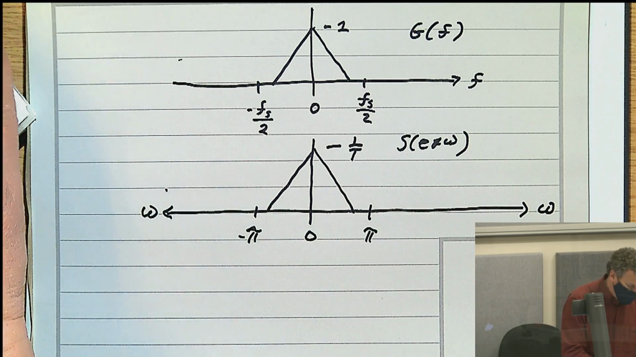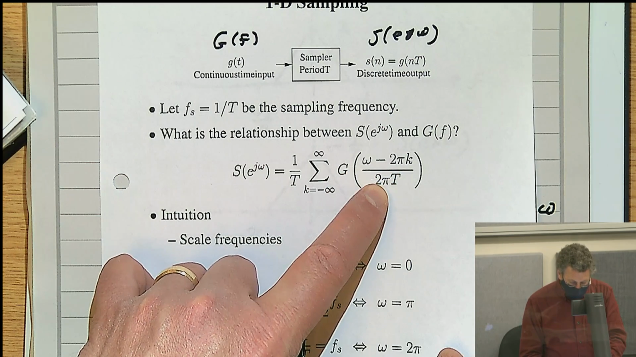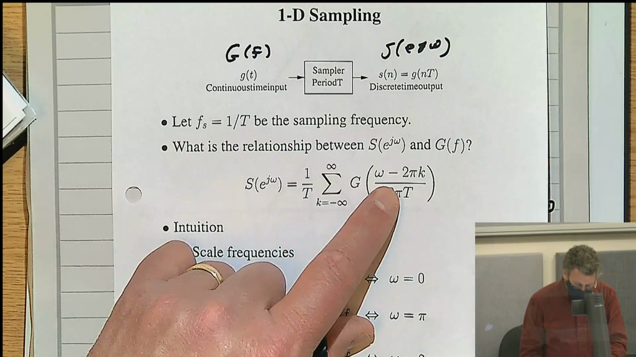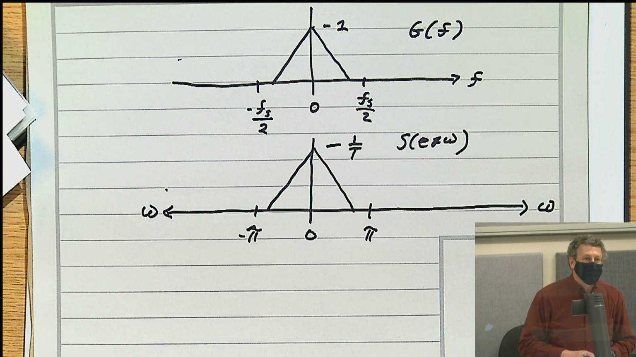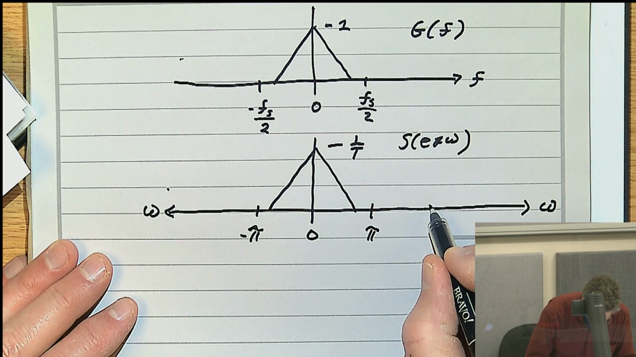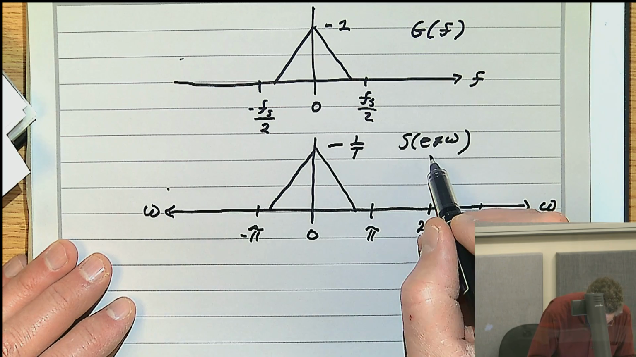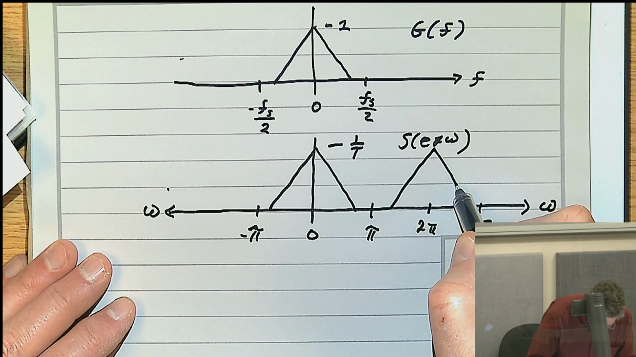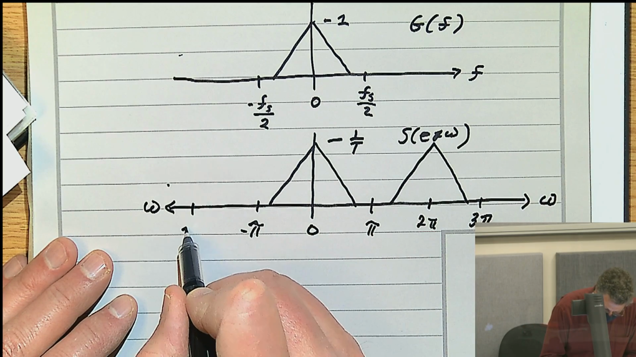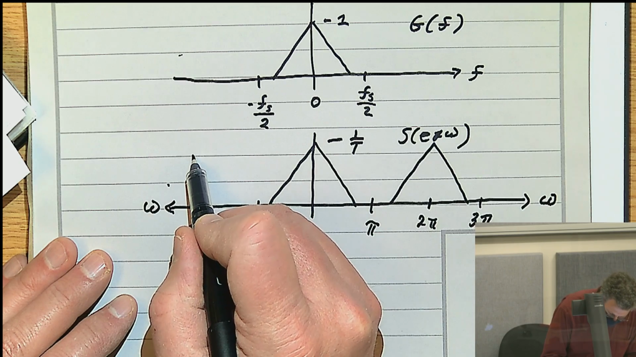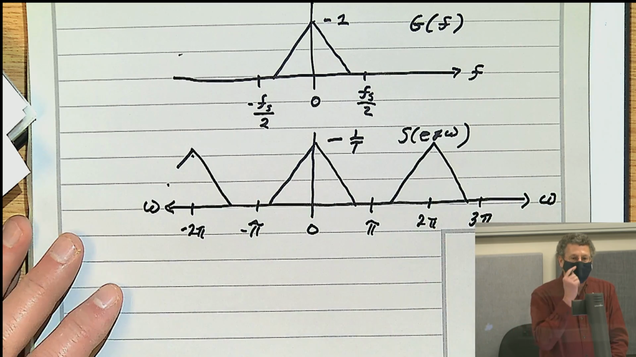Well, that's where this sum comes in. See, it looks kind of ugly. All this part here, the omega divided by 2 pi T, that just does all this scaling. But now you've got this sum with a shifting thing going on. So what is that intuitively? There's a thing here, it goes to 2 pi, and it's 3 pi, okay, and then it's like this. So you periodically extend it.